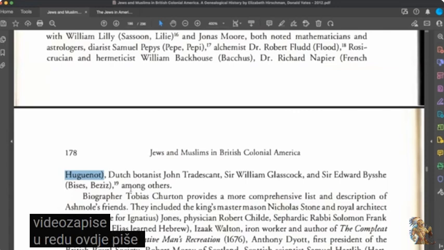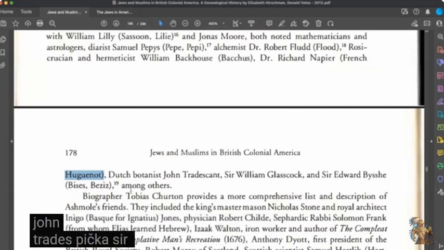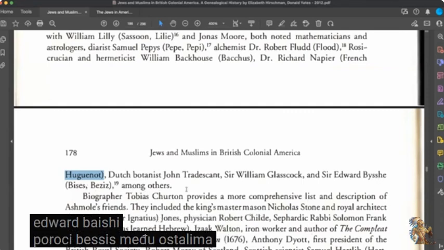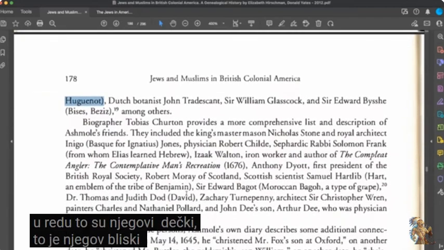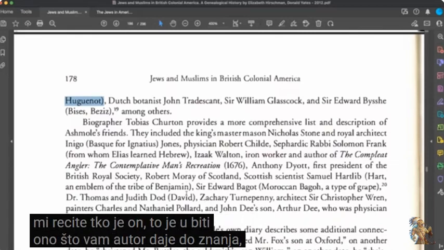All right, it says here, Dutch botanist John Tradescant, Sir William Glascock, and Sir Edward Bysshe, among others. Those are his boys. So that's his close circle of friends. So you tell me who he is. That's basically what the author is letting you know.